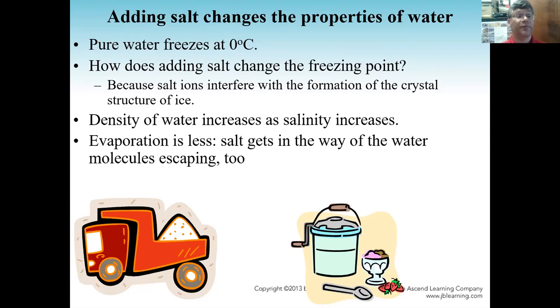We also have somewhat less evaporation and a higher boiling point because salt gets in the way of water molecules escaping. Again, salt does not evaporate, well, not at any earth temperature you get outside of a volcano anyway. And so it's only the water molecules that can evaporate. If we've got other molecules besides water around, that's going to decrease the evaporation. So the boiling temperature of seawater is higher, and the freezing point is lower.